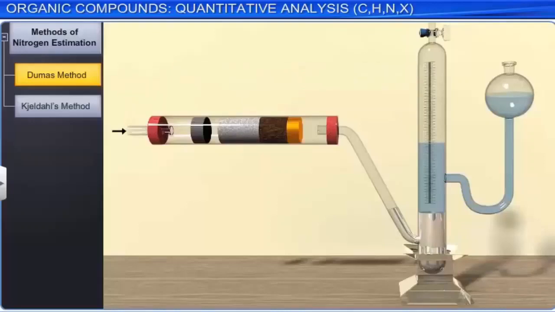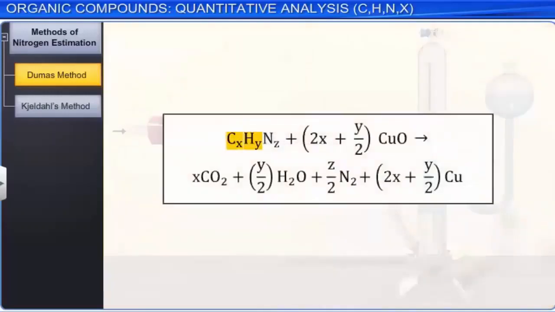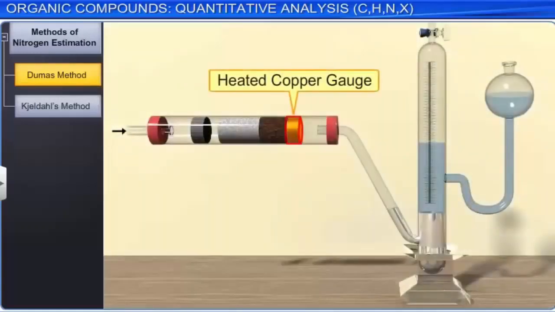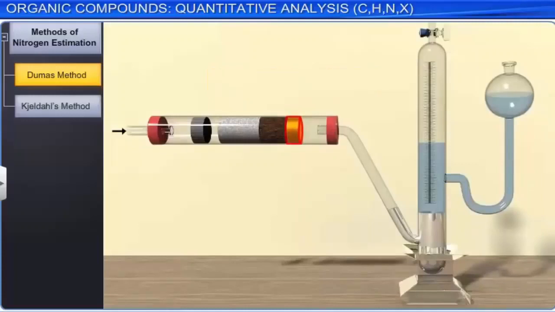Carbon and hydrogen get oxidized to carbon dioxide and water, while the nitrogen present in the organic compound is converted into free nitrogen. A part of the nitrogen may get oxidized into oxides of nitrogen. When passed over a heated copper gauze, these oxides of nitrogen are reduced into free nitrogen again.